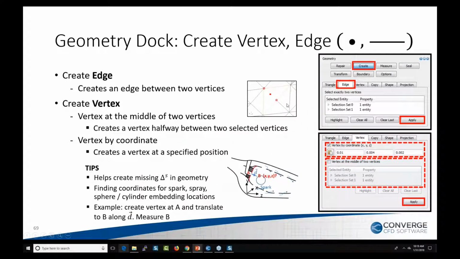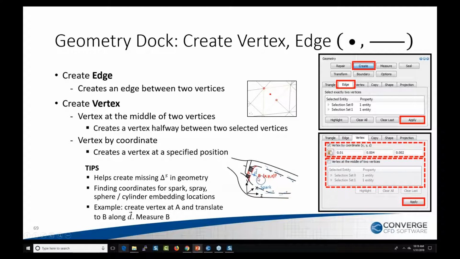You can also create individual edges by selecting 2 vertices. If you go to the vertex option, you can create individual vertices at a specified location. You can create vertices in the middle of 2 vertices, which is sometimes useful if you want to make certain measurements.